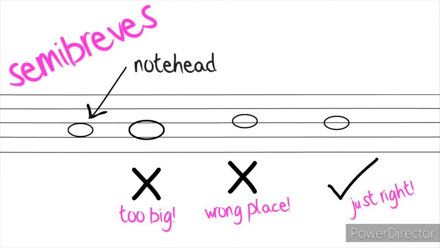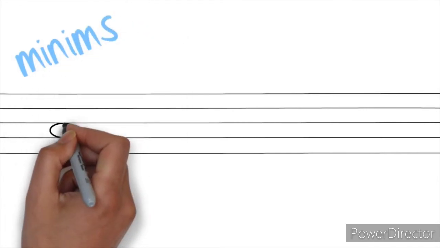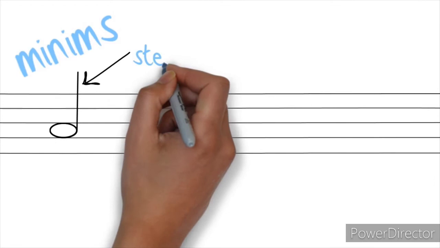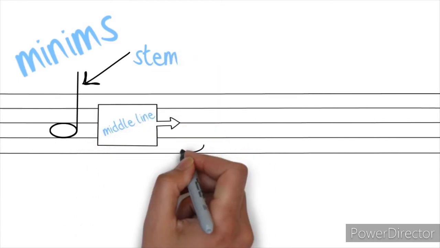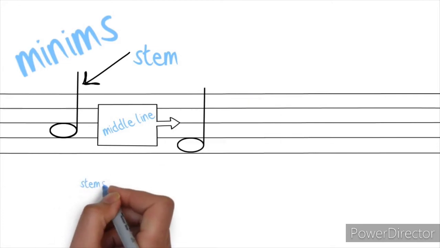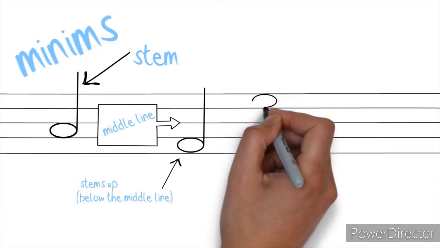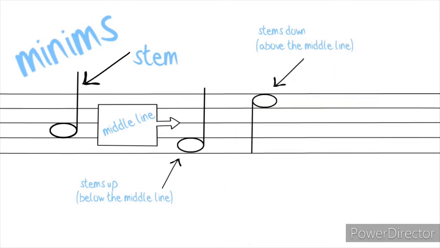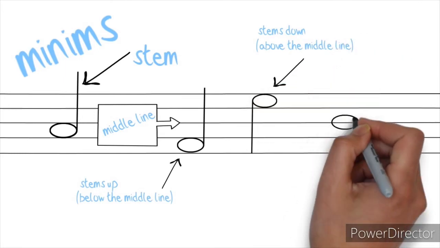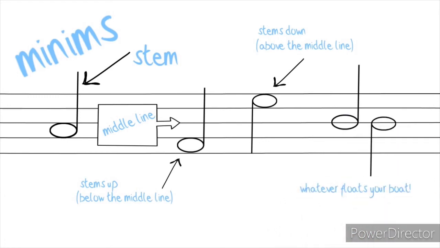Okay, so if you can do that, you can draw a semibreve. Now, if you want to draw a minim, you just draw a note head and add a stem. If you write a note with a stem below the middle line, the stem goes up on the right of the note head. On the other hand, if you write a note with a stem above the middle line, the stem goes down on the left of the note head, like this. And if you're writing one of these notes on the middle line, you can go up or down with your stem. Whatever you like, it's up to you.